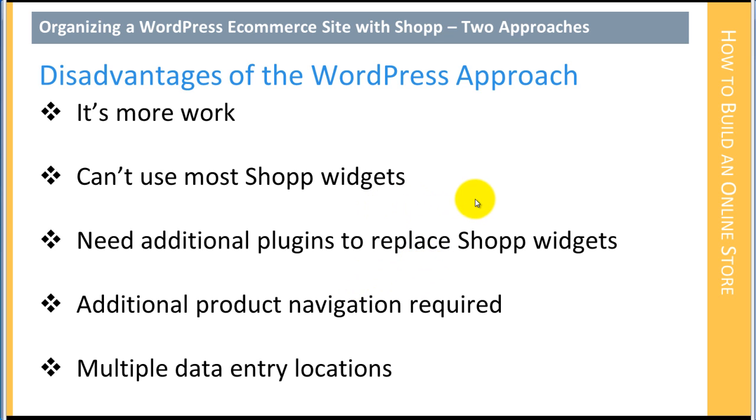However, it's my estimation that, especially in the situation that we're in right here, it's better to do the more work. So we're going to do the more work, and we're going to use the WordPress approach. I will show you what the Shopp approach looks like as well, so that you can see how it works. But one of the reasons why this is a 6-week course and not a 4-week course is because we're going to do the extra work to use the WordPress system.